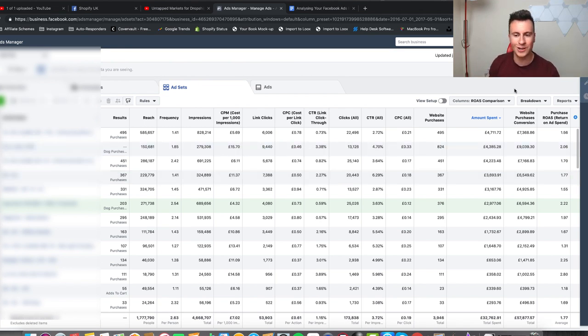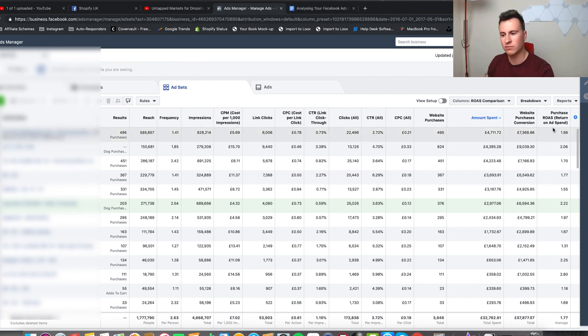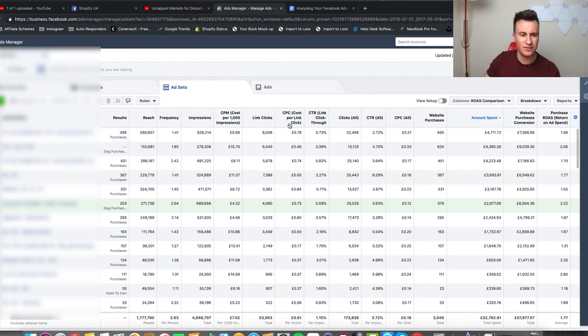So this is a custom column I've created myself. You can see it's called ROAS comparison. I've got the amount spent here and then on the far right I've got the return on ad spend. The reason I've structured it like this is just so it's easy to compare the numbers. If it was one column over here versus one column over here, it just makes it a lot more difficult going back and forth. So again, we're going to cover that later on in the video.